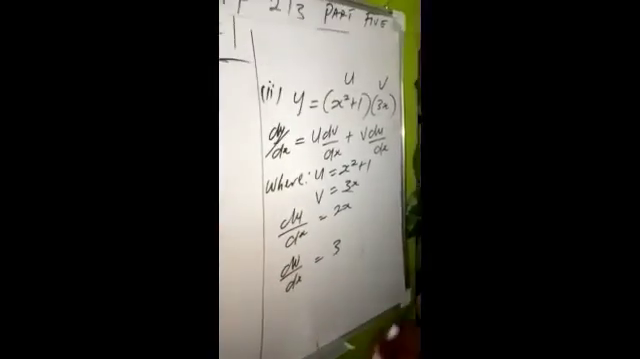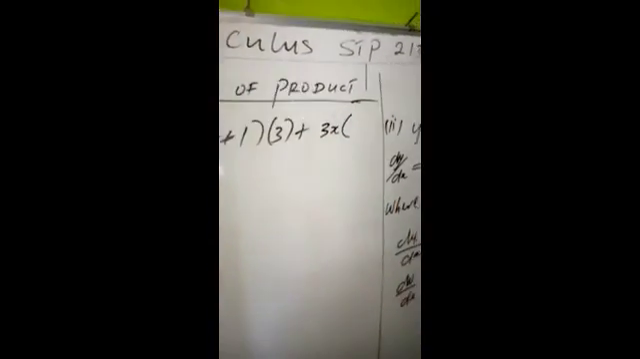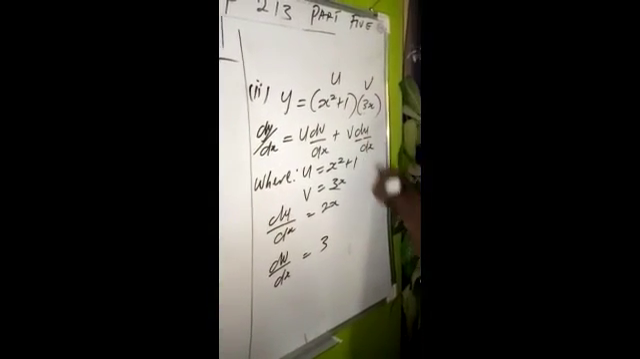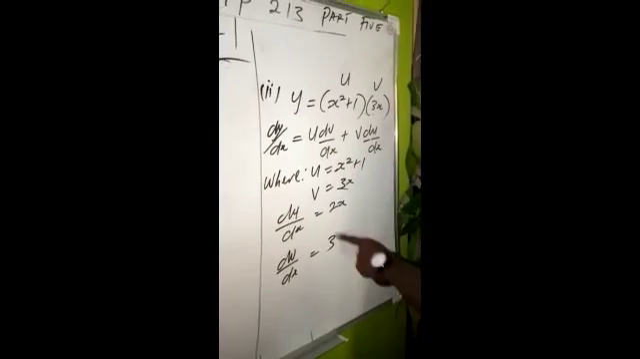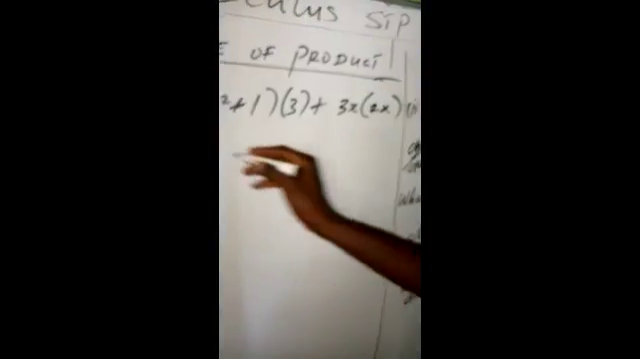Then the second one is what? v. Then my v is what? 3s. This is my 3s. You bracket it. Then next one is du. Our du now is what? You go to the du. When you have du, it is what? 2s. So that is how you do it.